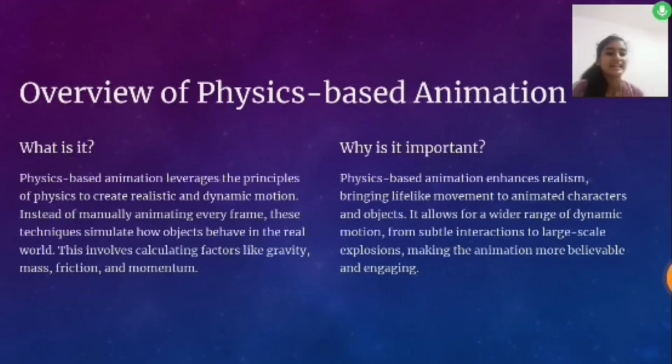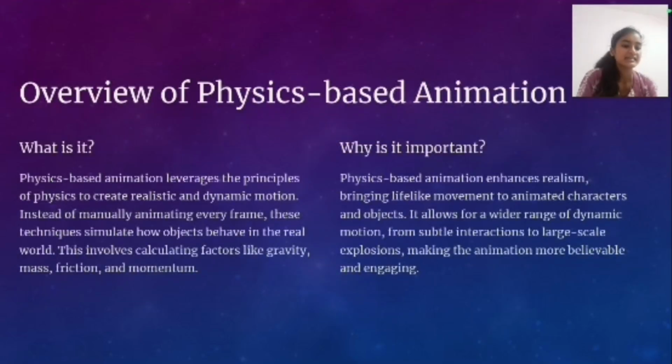Now we study what animation is in physics terms. Physics-based animation leverages the principles of physics to create realistic and dynamic motion. Instead of manually animating every frame, the technique simulates how objects behave in the real world. This involves calculating factors like gravity, mass, friction and momentum. Animation in physics refers to physics-based animation, which is a computer graphics technique that uses physics principles to create realistic movements and interactions between objects.